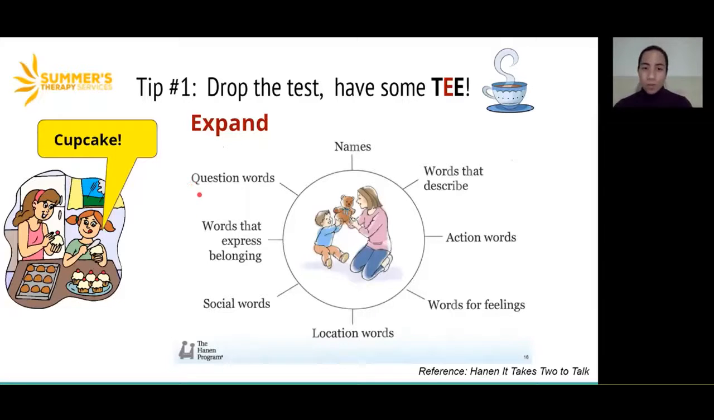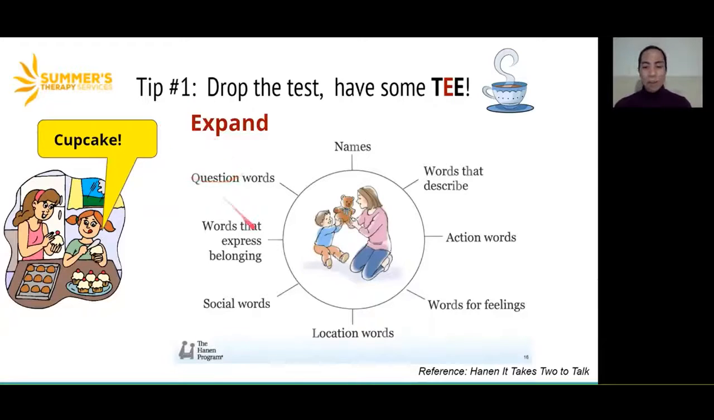Can talk about question words. So, oh, whose cupcake is this? Where is the cupcake? Oh, it's here. So even if I'm using cupcake or cupcakes, using question words here, I'm not asking, expecting an answer. I'm giving a model of what I can ask about it. And then I'm going, oh, it's here.